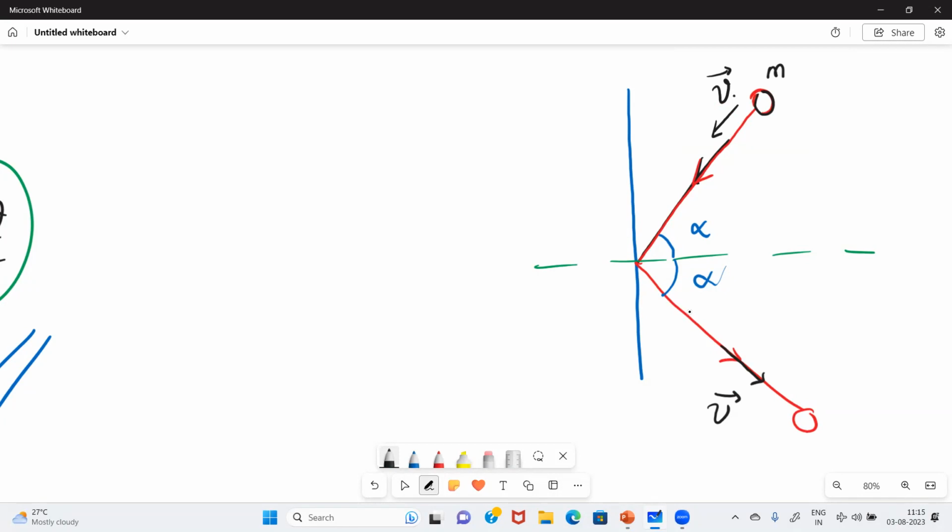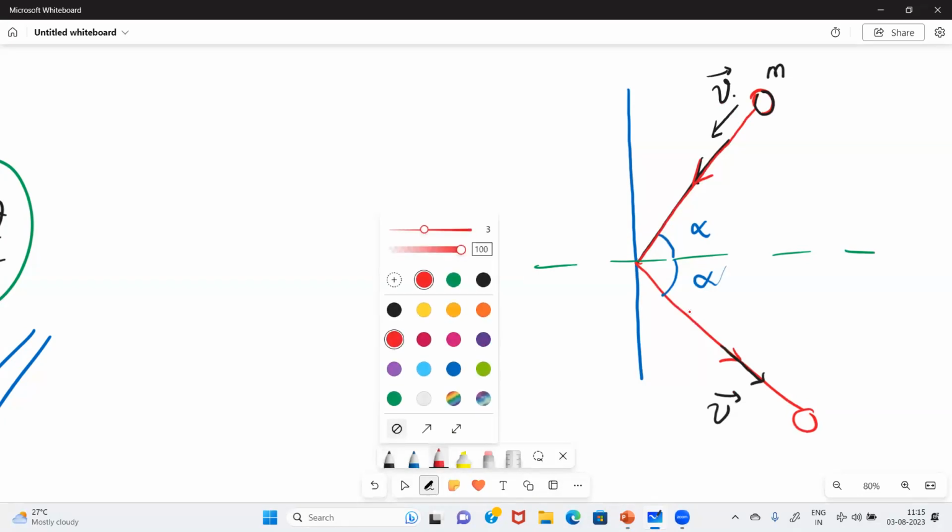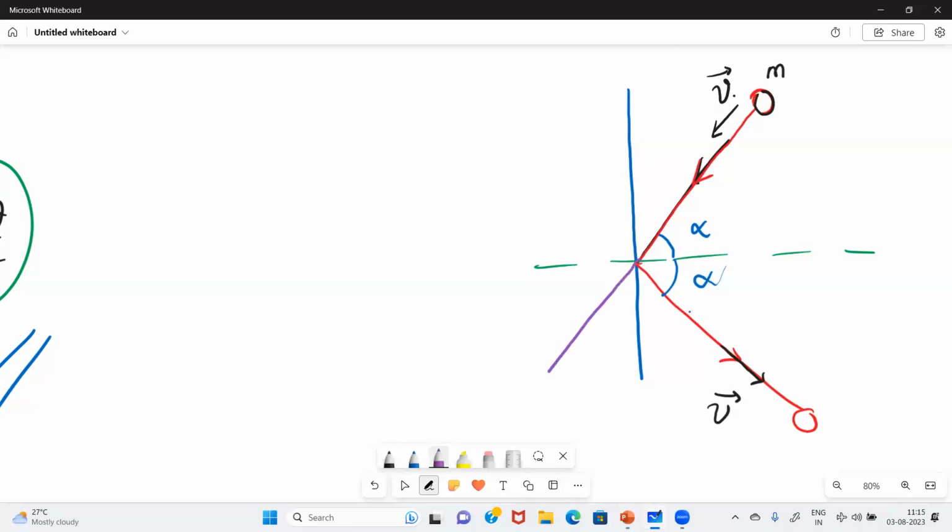So we need to find the initial momentum of the ball and the final momentum of the ball. Here, it is not so straightforward. Is that clear? So what do you do? Please observe carefully. I am extending this vector, that v vector, so that I will be able to resolve it into components.